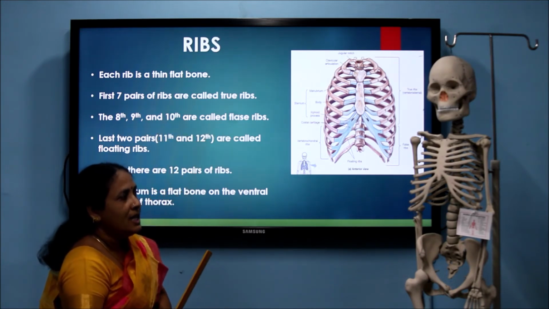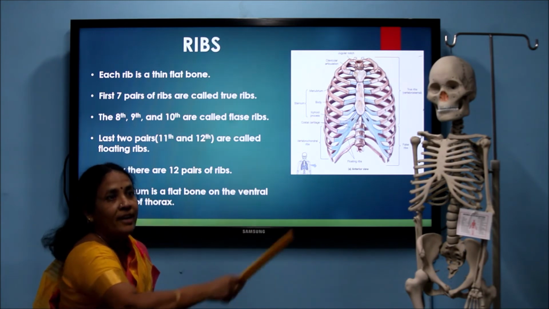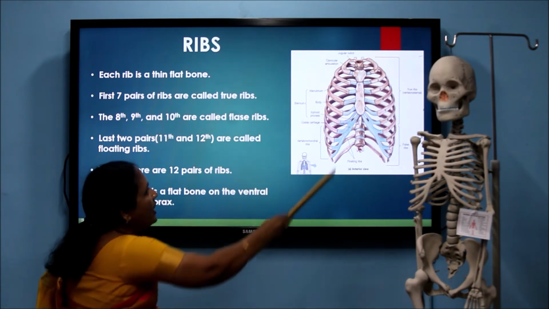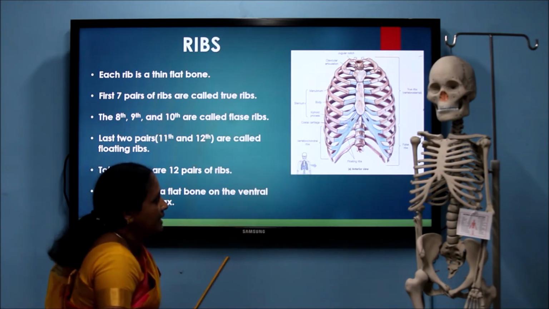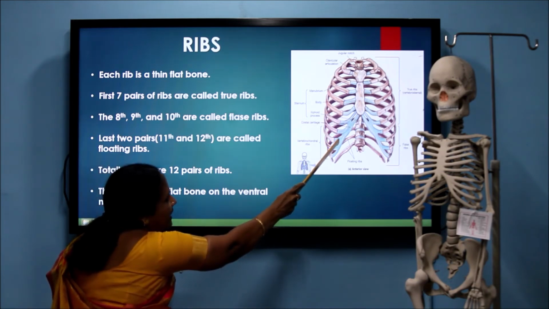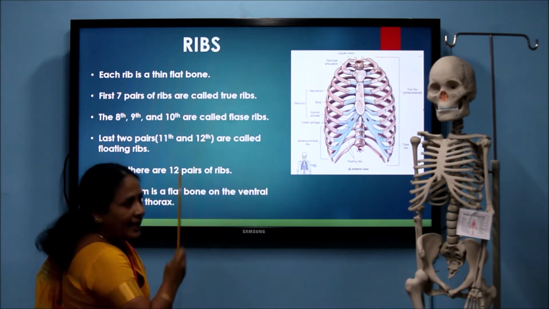Then 8, 9 and 10 are called false ribs. Why? Dorsally they are attached to the vertebral column, but ventrally they are not directly attached to the sternum. Instead, they are attached to the first 7 true ribs.